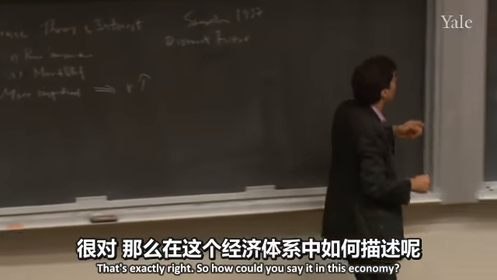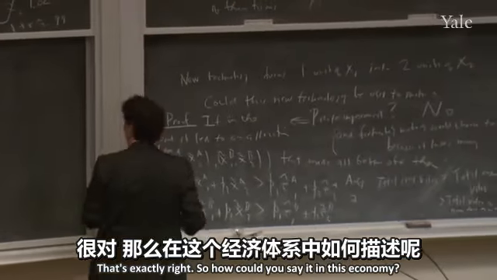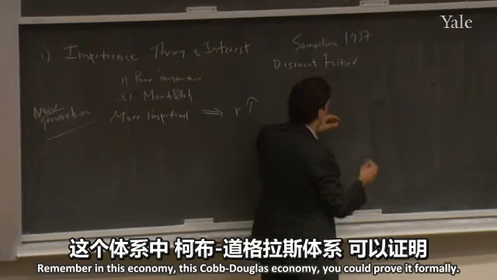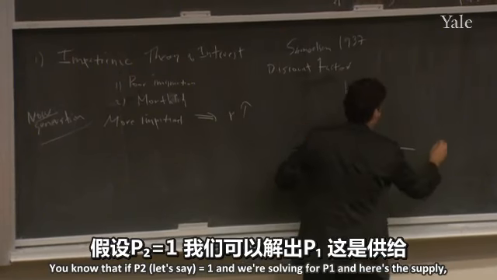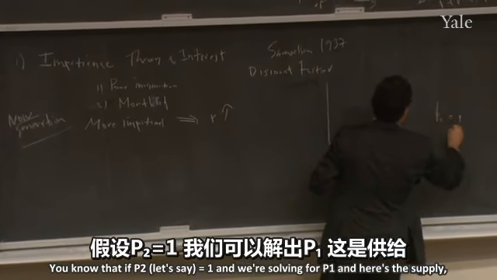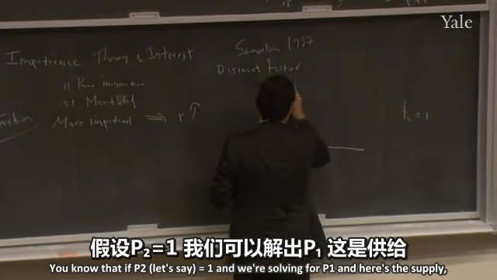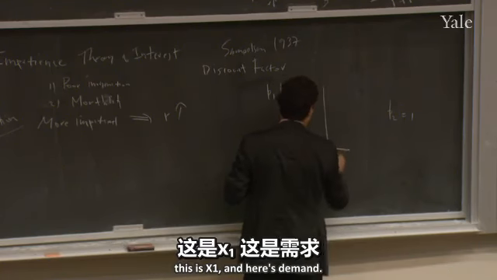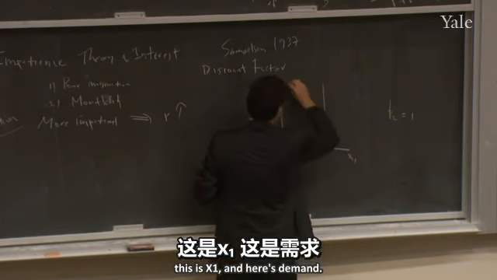That's exactly right. So how could you say it in this economy? Remember, in this Cobb-Douglas economy, you could prove it formally. You know that if P2, let's say, equals 1, and we're solving for P1, and here's the supply, this is X1, and here's demand.